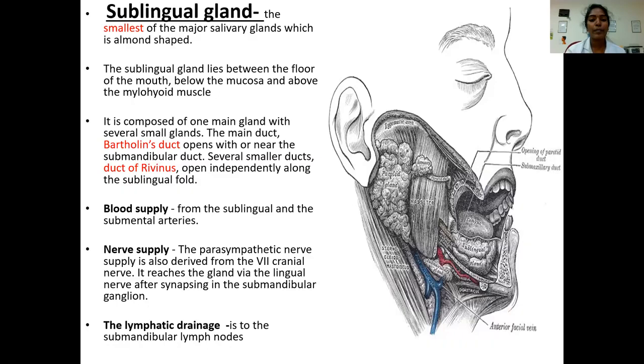The blood supply is from the sublingual and the submental arteries. Nerve supply: the parasympathetic nerve supply is also derived from the seventh cranial nerve. It reaches the gland via the lingual nerve after synapsing in the submandibular ganglia. The lymphatic drainage is to the submandibular lymph node.